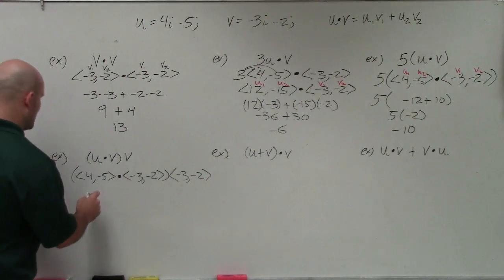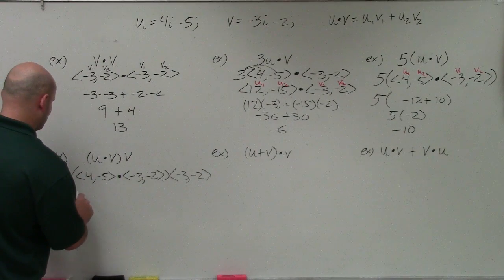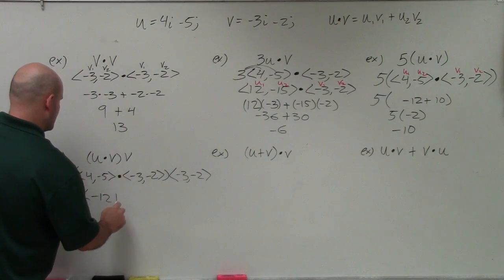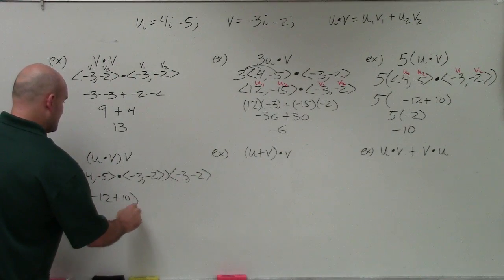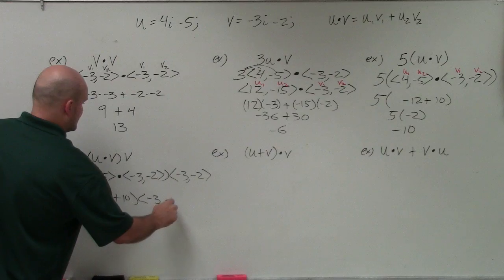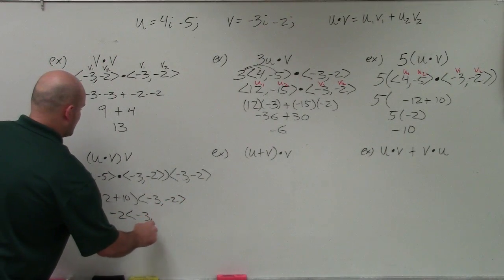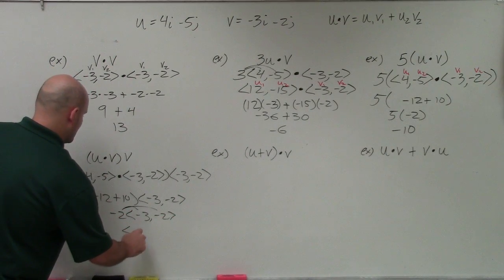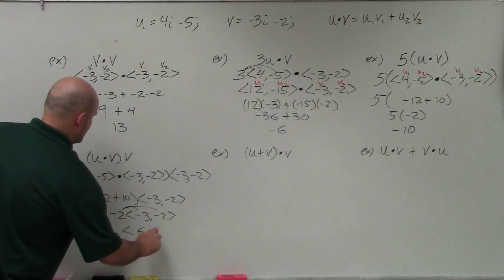By applying the dot product of u dot v, that becomes a negative 12. That becomes a positive 10. Why am I writing vectors? It's not vectors, it's a scalar. So that becomes negative 2 times the vector negative 3, negative 2. Now I distribute my scalar, and my final vector is going to be a positive 6 and a positive 4.